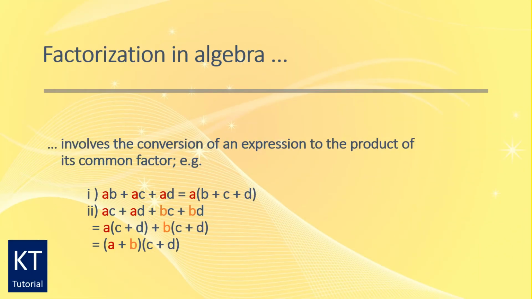For the factorization in algebra, it involves the conversion of an expression to the product of its common factor. For example, AB plus AC plus AD is equal to the product of A and B plus C plus D. Also, AC plus AD plus BC plus BD can be equated to the product of A and C plus D plus the product of B and C plus D, which in turn is the product of A plus B and C plus D.